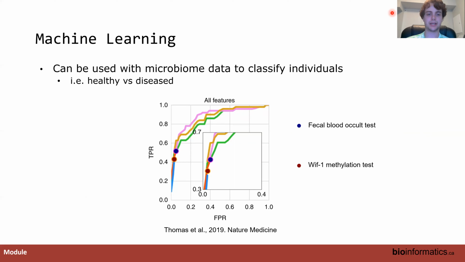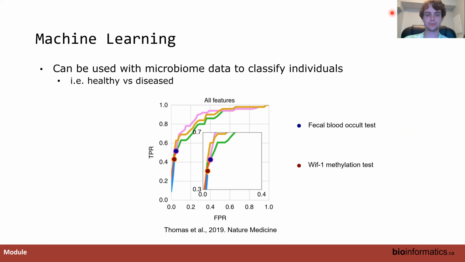And then in the yellow and purple or pink there are two different models based on the microbiome data plus the results from either the fecal occult blood test or the WIF1 methylation test. And so you can see based on the results of this paper that microbiome data actually does have the potential to increase our ability to accurately diagnose colorectal cancer compared to healthy individuals.